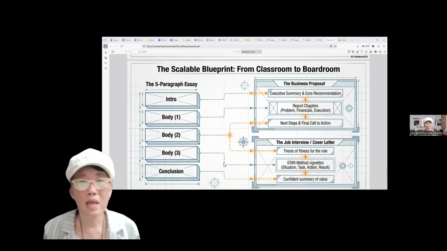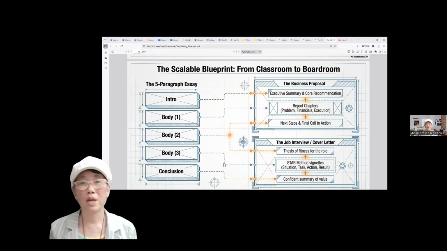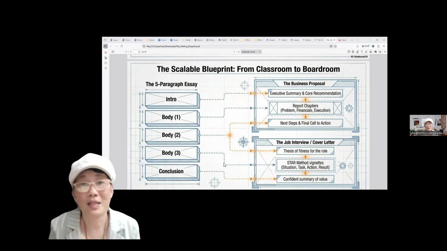And then this tells you how you can use the 5-paragraph essay structure in a business proposal, in cover letters, and it's not just your research essay. You take English 101 and then forget about the 5-paragraph essay like you never learned it, kind of like when people take a test and then forget everything afterwards.